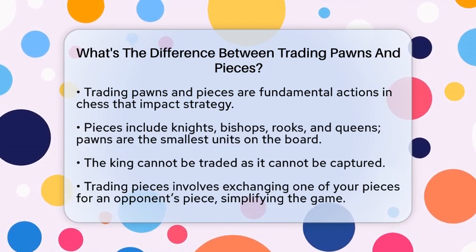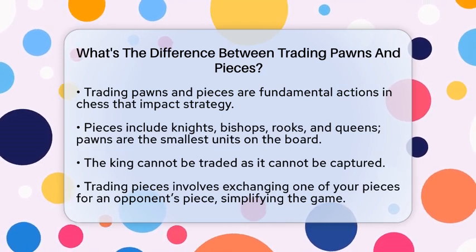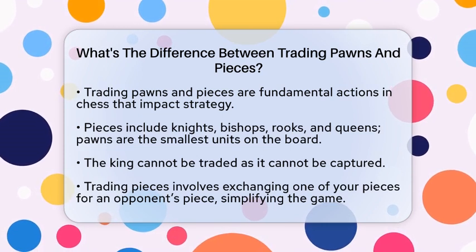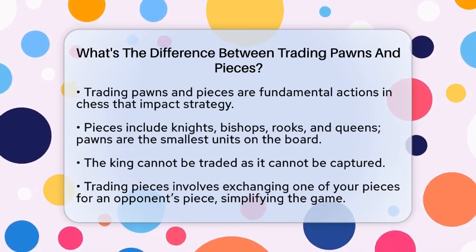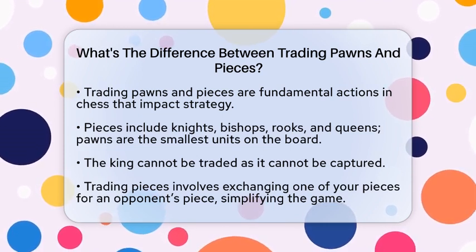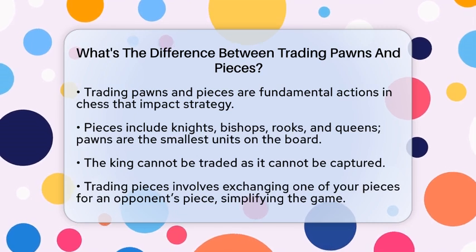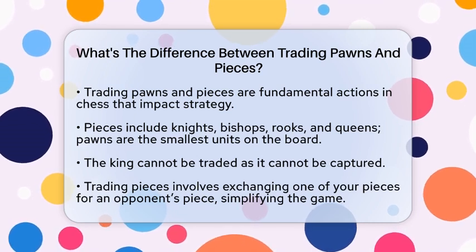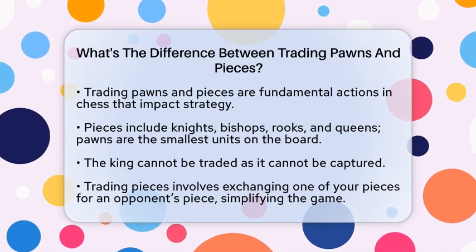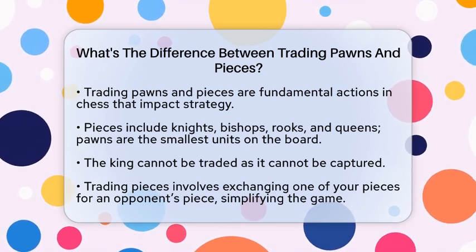First, let's clarify what we mean by pieces and pawns. In chess, pieces include knights, bishops, rooks, and queens. Pawns are the smallest units on the board. They move and capture differently than the larger pieces. The king is not included in trading since it cannot be captured.